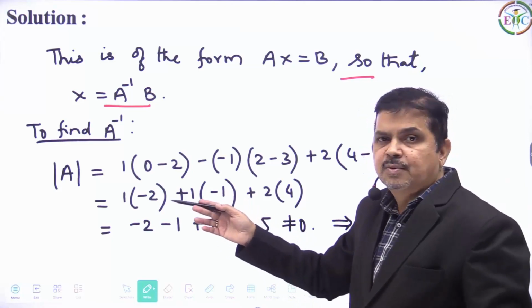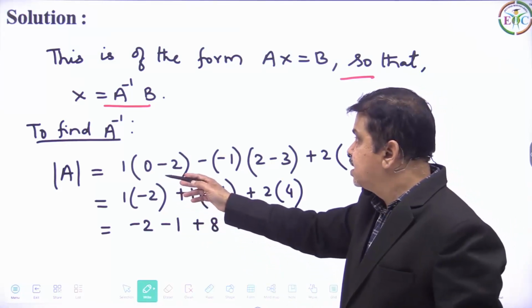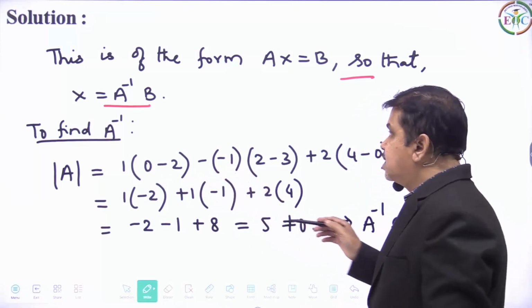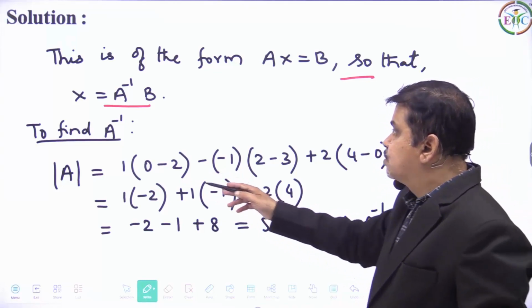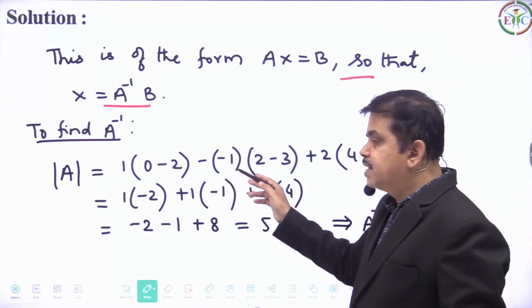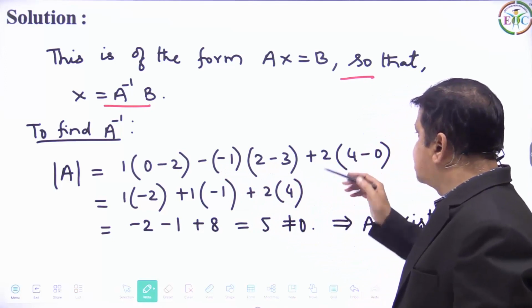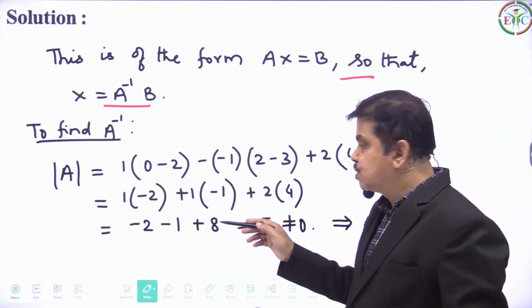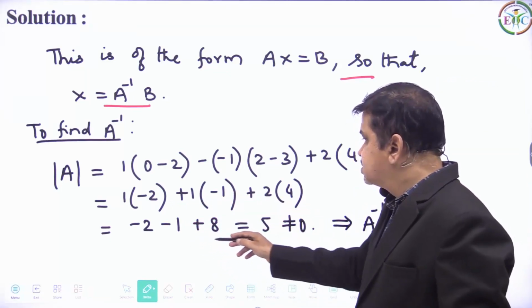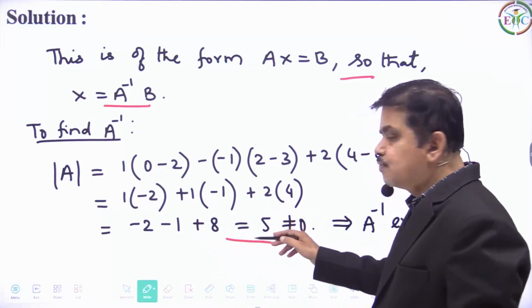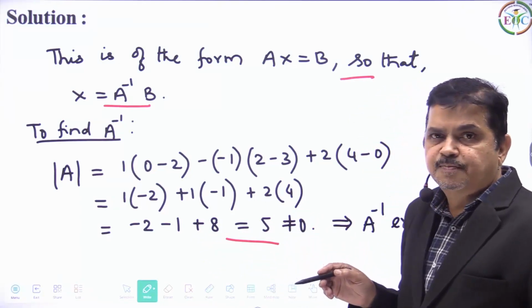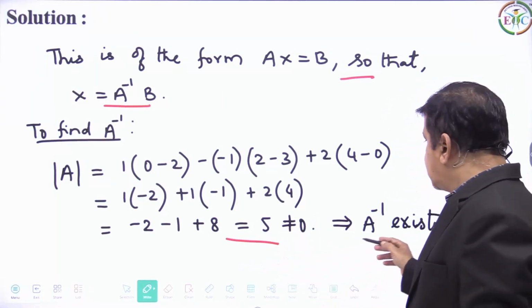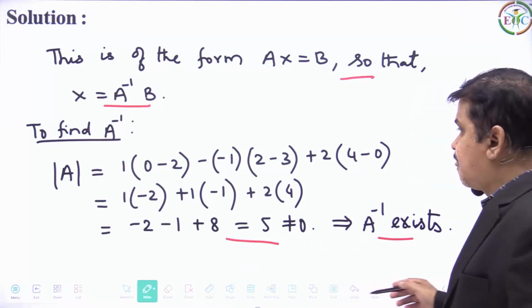We can find the value of A determinant as equal to 1 into 0 minus 2. You can expand along the row. Expanding along the row we have 1 into 0 minus 2, minus of minus 1 into 2 minus 3, plus 2 into 4 minus 0. Therefore we have 1 into minus 2 plus 1 into minus 1 plus 2 into 4. On simplification this is equal to 5, which is not equal to 0. Therefore the matrix A is a non-singular matrix and A inverse exists.